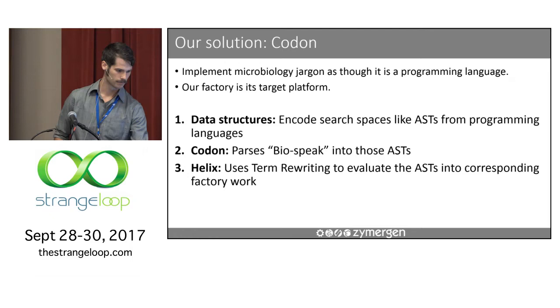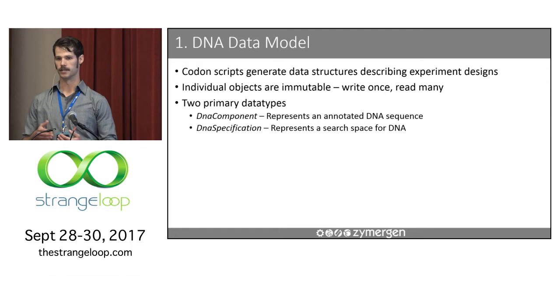Looking at our DNA data model, which is ultimately the output of our Codon tool, we have two primary types we're looking at. The first and simpler of which is a DNA component, which represents simply a DNA sequence and some information about that sequence. Our second is what we call a DNA specification, which represents a search space over those DNA components.